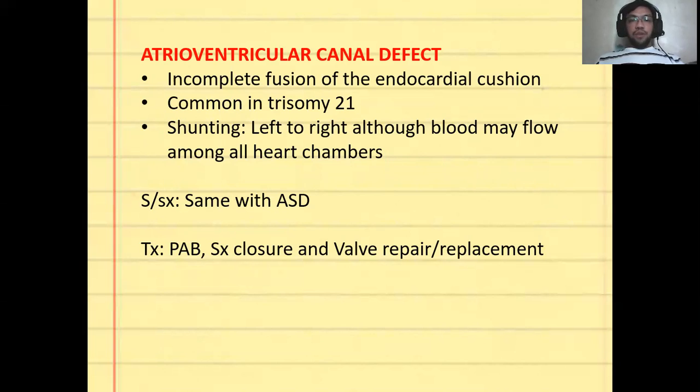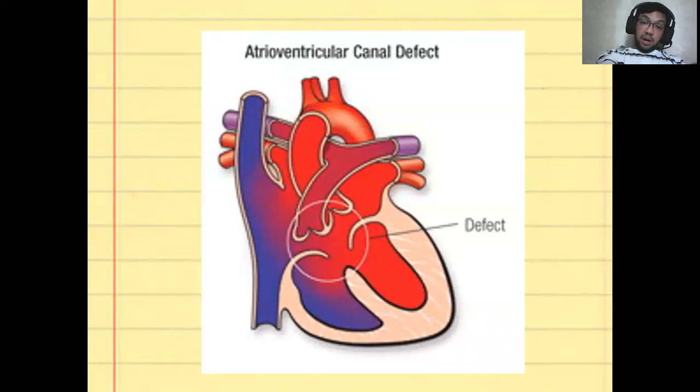Next, atrioventricular canal defect. There's incomplete fusion of the endocardial cushion, and it's more common in patients who have trisomy 21. And again, the shunting here is left to right, although blood may flow among all heart chambers. Signs and symptoms are similar to ASD. So as you can see here, there is an abnormal opening in all chambers of the heart. So all chambers are affected here. And it is coexisting for patients who have Down syndrome or trisomy 21. Take note, Down syndrome is the same as trisomy 21.